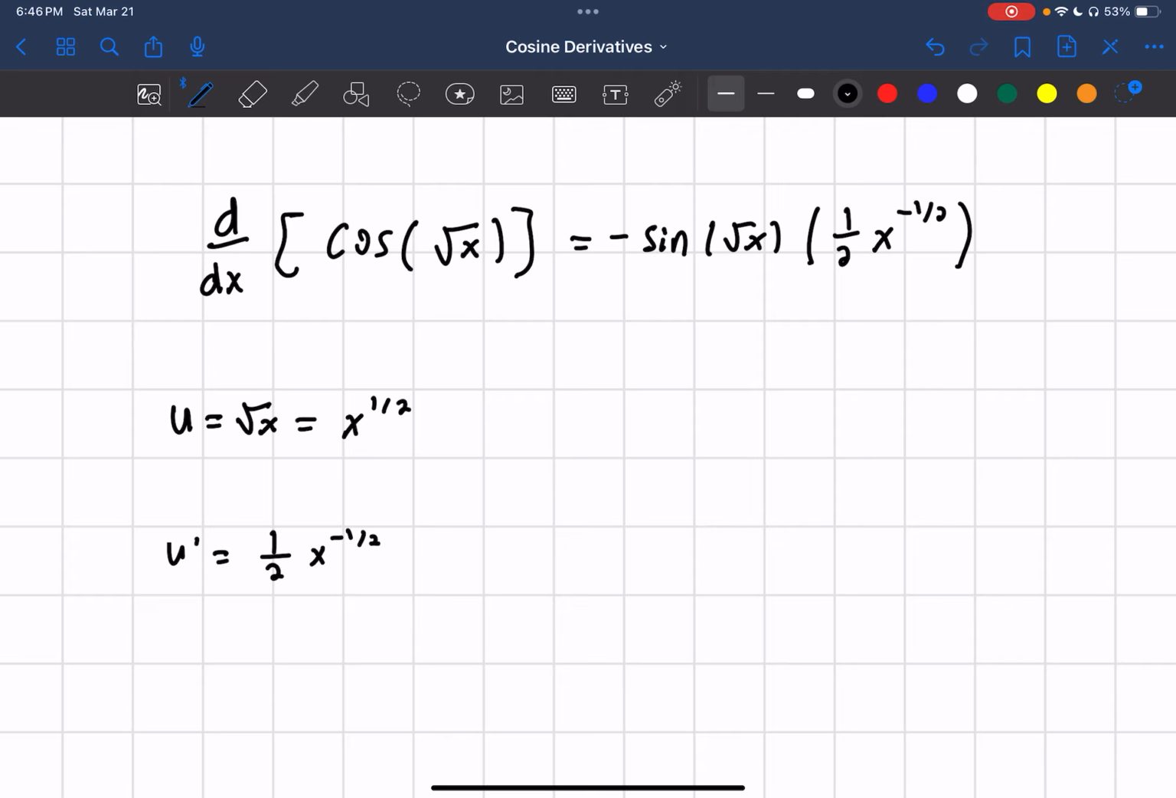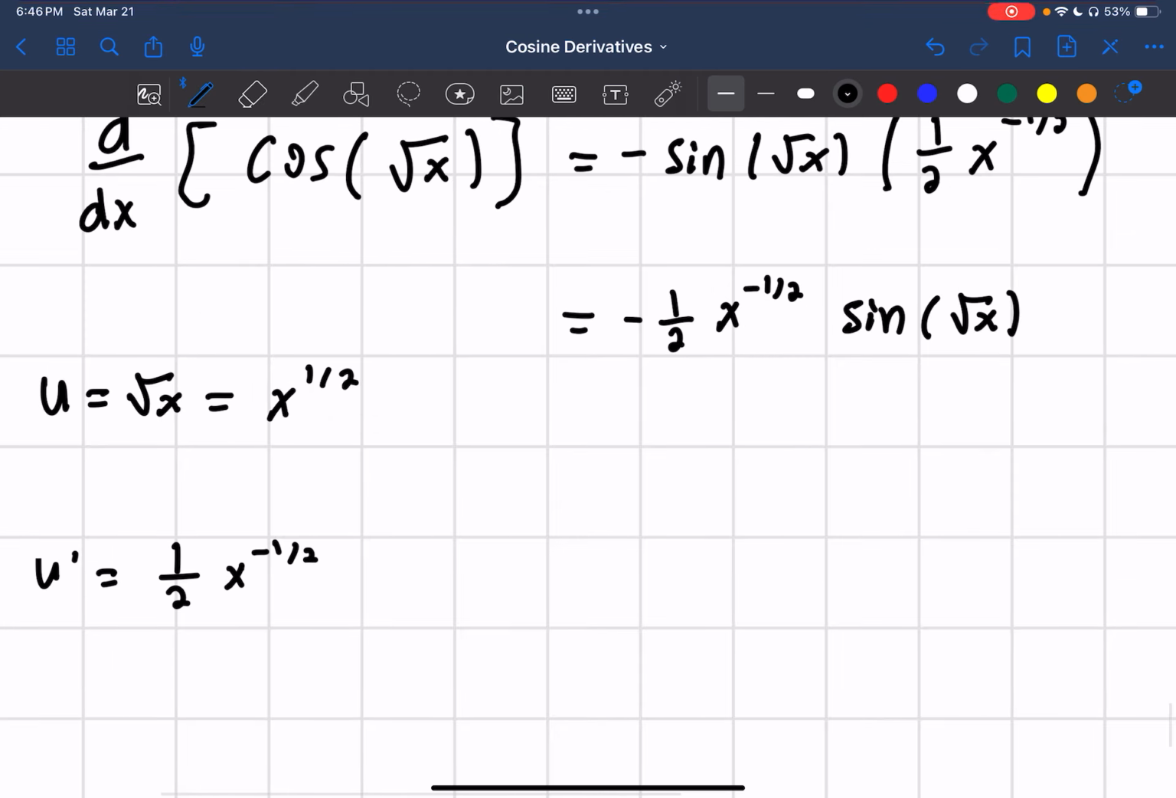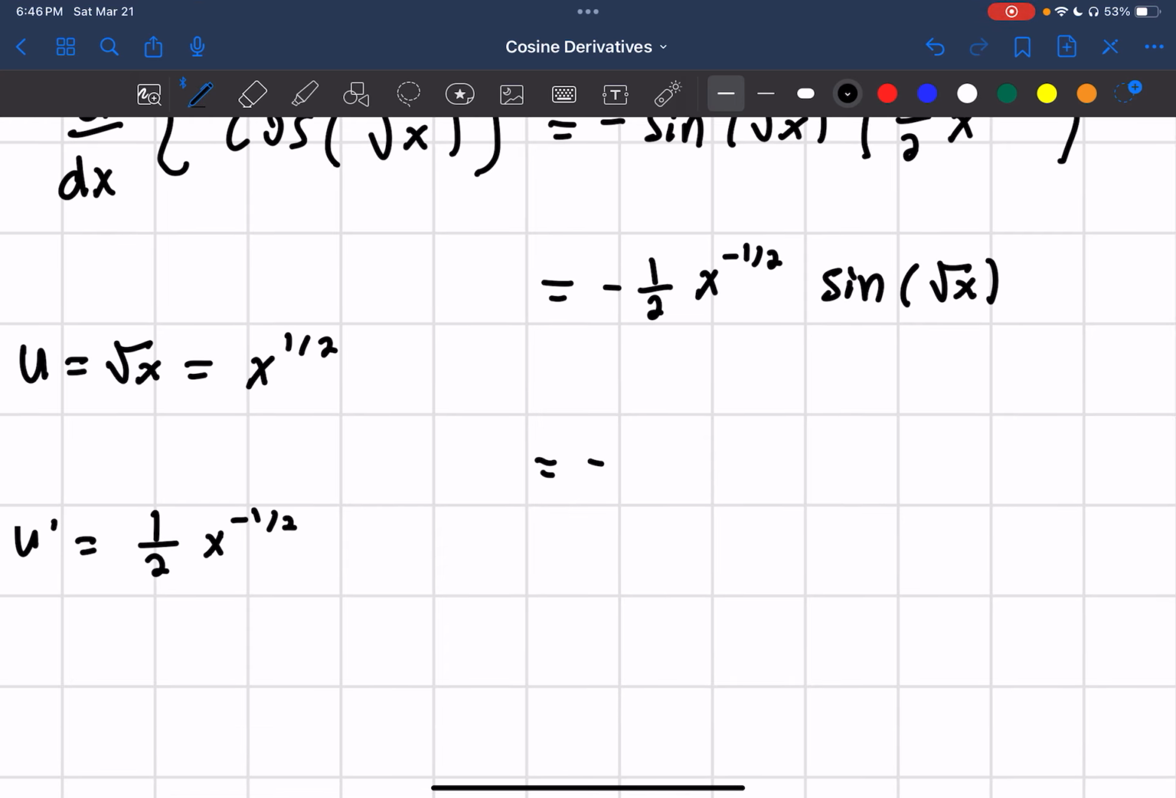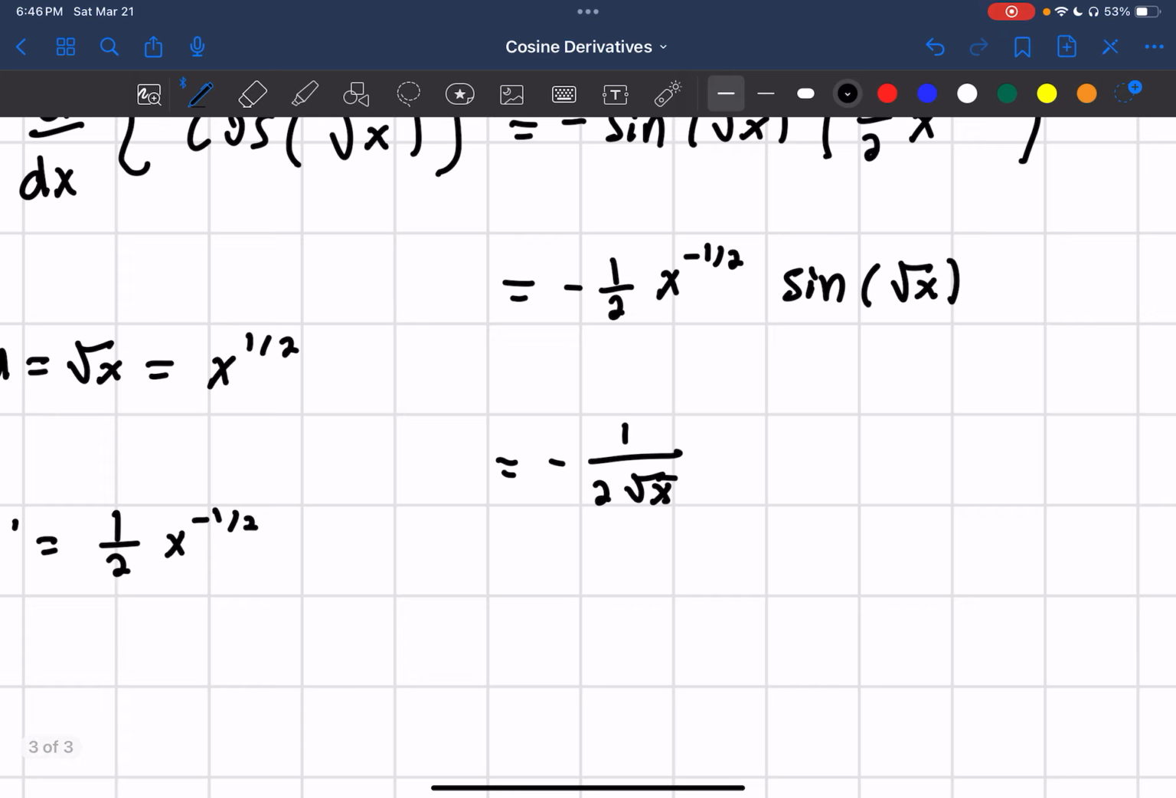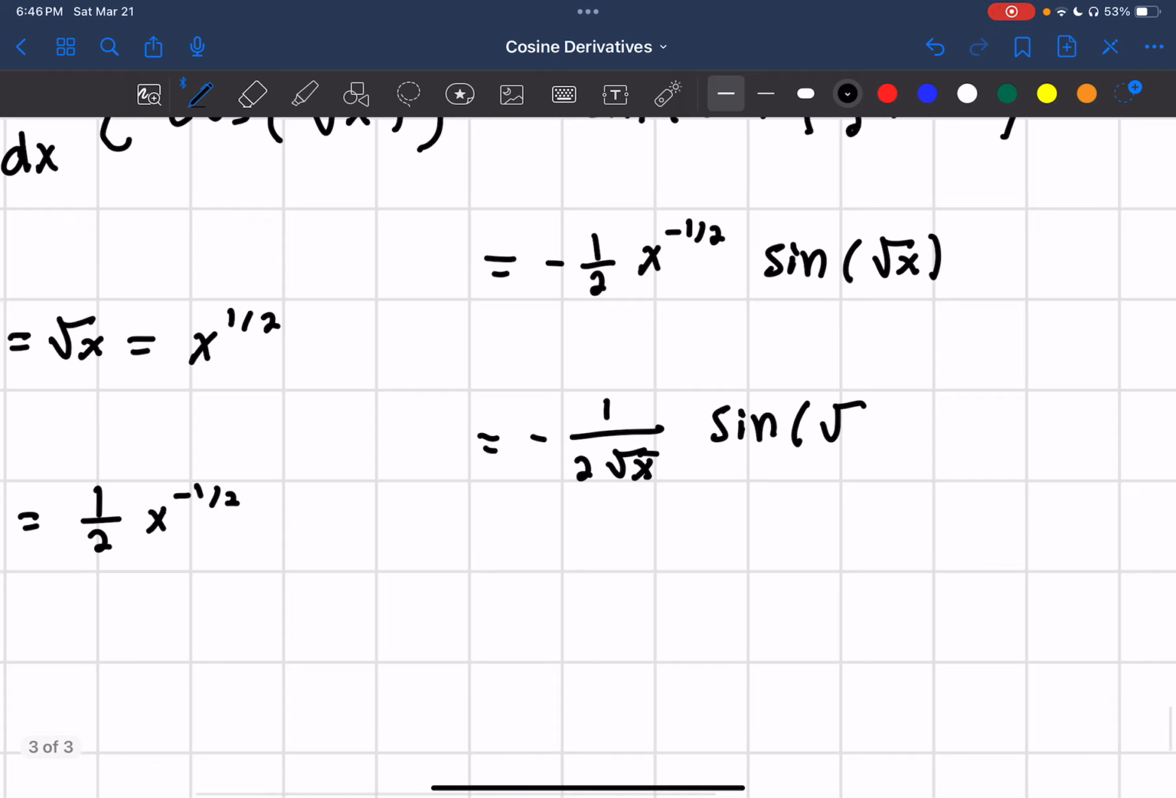And let's rearrange everything. So it would be minus 1/2 times x to the power of negative 1/2 times sine root x. And this could further be simplified to minus 1/2 times root x times sine root x. And this is our final answer.